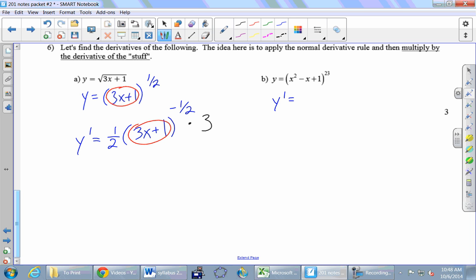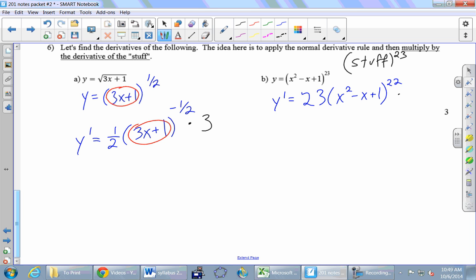Y prime equals. It's the same idea. I see some stuff to the 23rd power. In fact, I'm even going to write stuff to the 23rd. So how should the derivative start? 23 comes down. And we copy all that just like it's an x, and then the new power is 22. That seems perfectly reasonable. That's what the derivative would have been if it was just x in the parentheses.